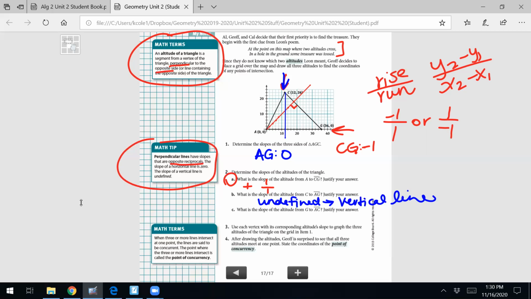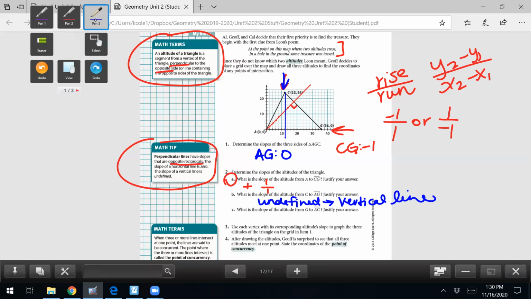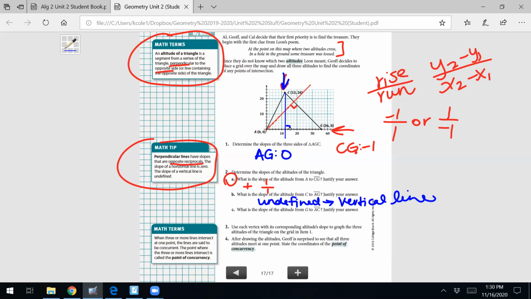You just drew an altitude. It is perpendicular, so you can put your right angle box. Okay, it's perpendicular to that line at the bottom. Now we have 2 altitudes drawn. Now, who's left?